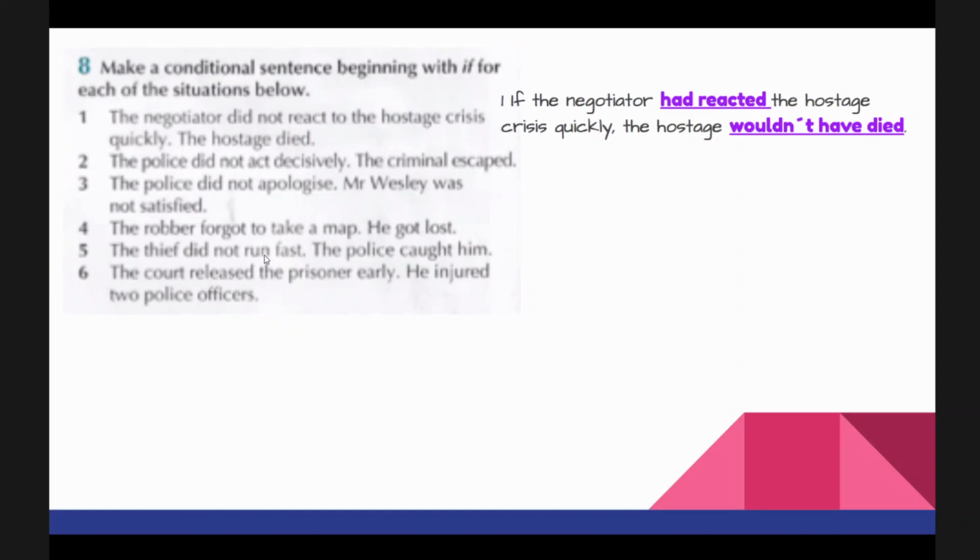Yes, teacher, number 2. If the police had acted... how do you say? Decisively. Decisively, thank you. The criminal wouldn't have escaped. Exactly. Why? Because the police didn't act decisively, therefore the criminal escaped. Okay, so if the police had acted decisively, the criminal wouldn't have escaped. Okay, good, thank you. Jonathan, please, number 3.